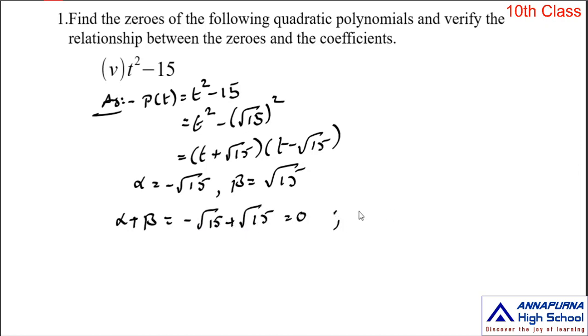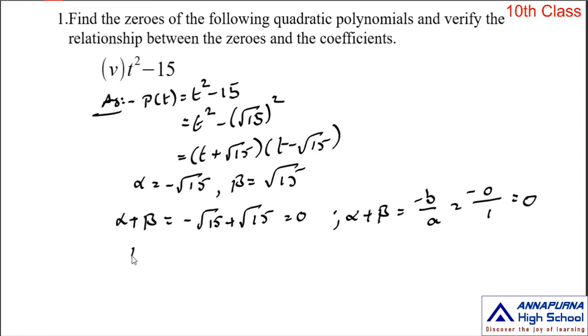So from the relation, the sum of the zeros is equal to minus b by a. That means minus x coefficient, here the variable is t, so minus t coefficient. Here there is no t term, so we take its coefficient as 0. That means minus 0 by t square coefficient, which is 1. It is equal to 0.